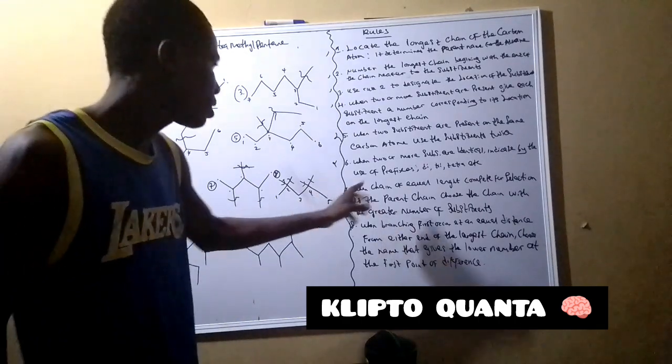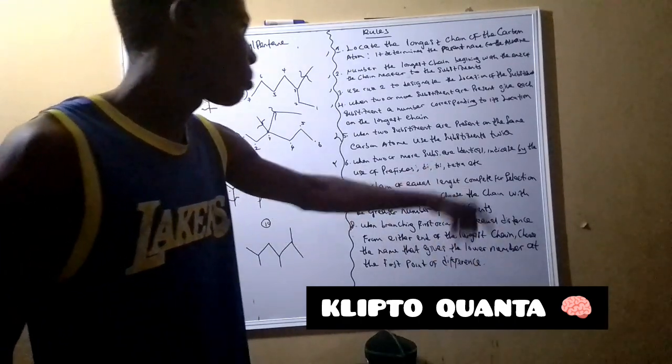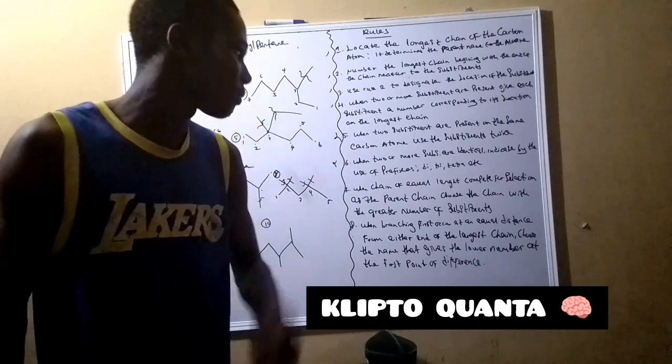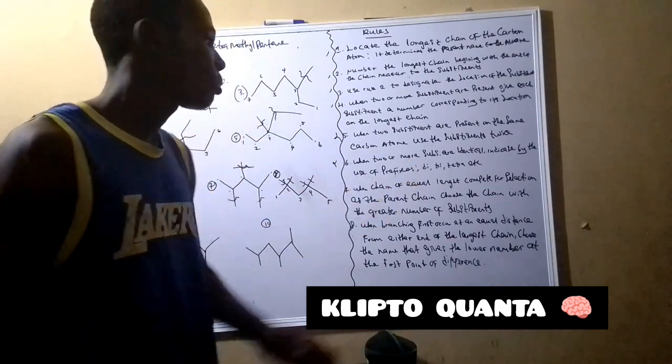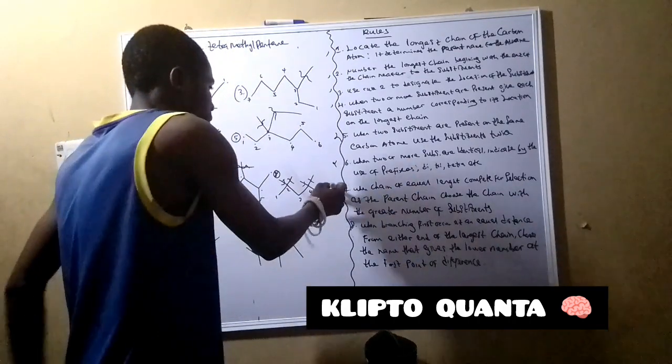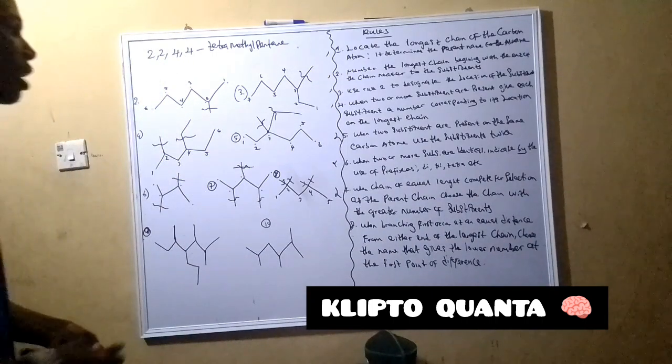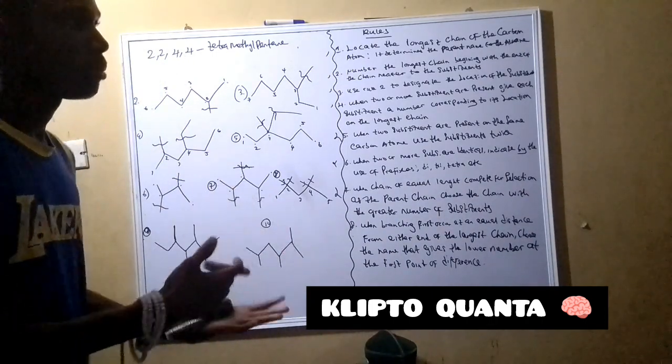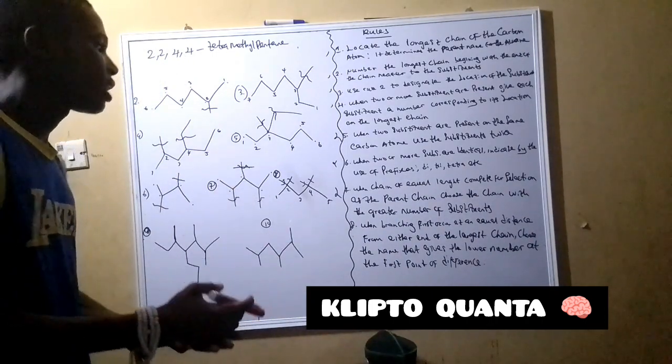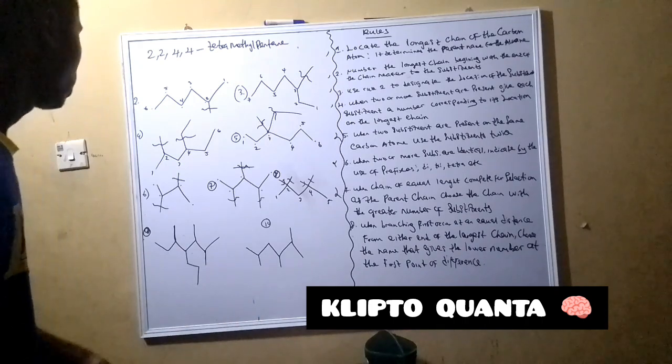Then number 7 says, when chains of equal length compete for selection as the parent chain, choose the chain with the what? With the greater number of substituents. Now at times you might have the same numbers counting back and forth, but you have to choose the one that has more substituents. Now let's look at this now.